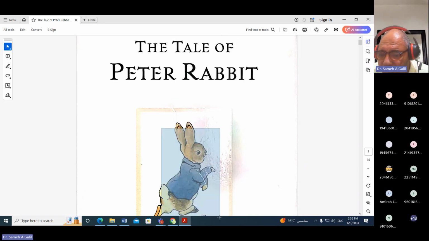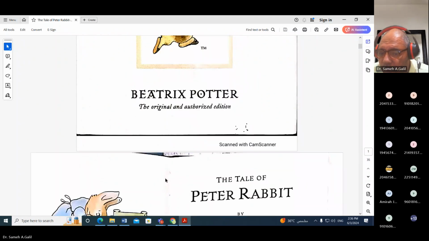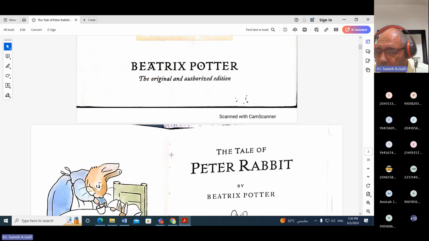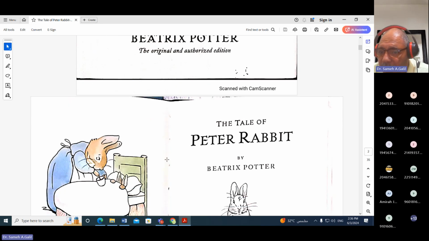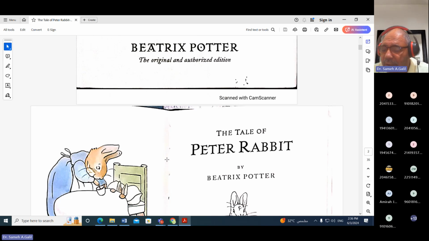So again, the tale of Peter Rabbit. This is the rabbit that we're talking about. The writer of this picture book is both a writer and an illustrator because she does both. She writes and she illustrates and portrays for herself. So Beatrix Potter, and this is the original and authorized edition. When I say authorized edition, it means that there are other editions out there, but they are not very authorized.